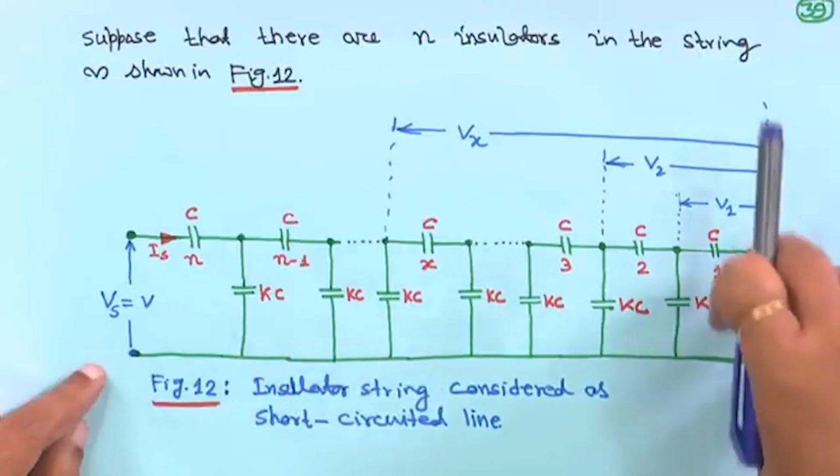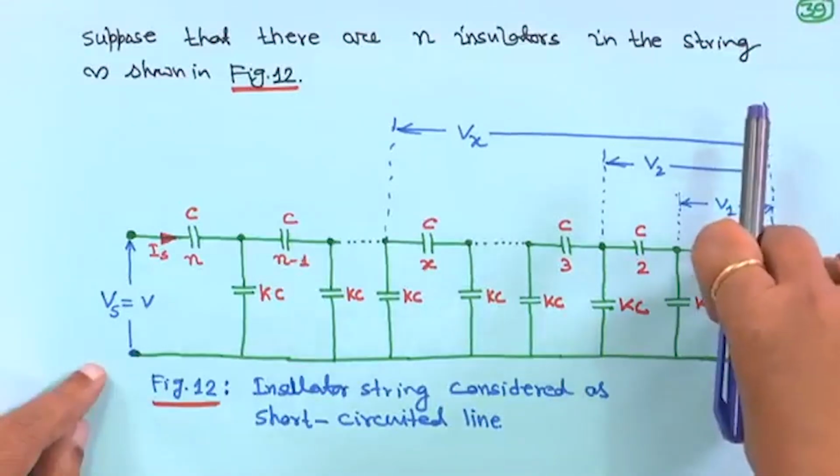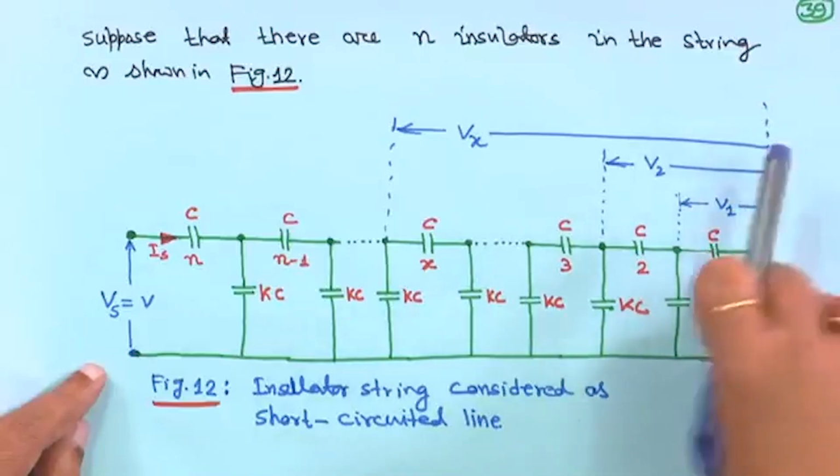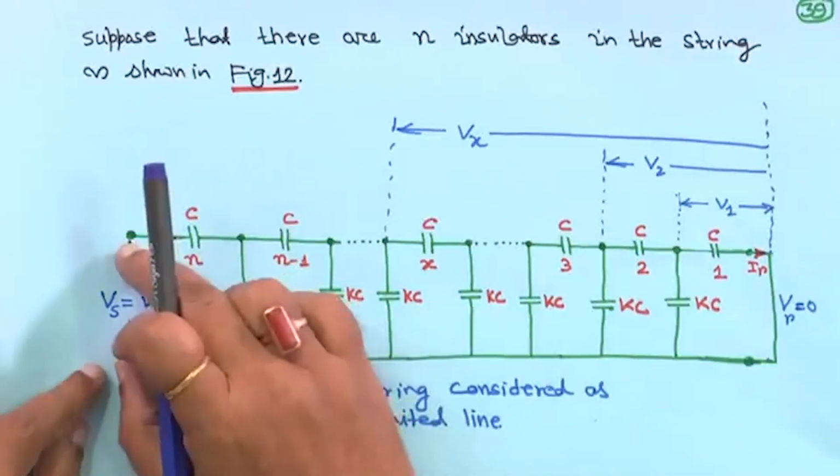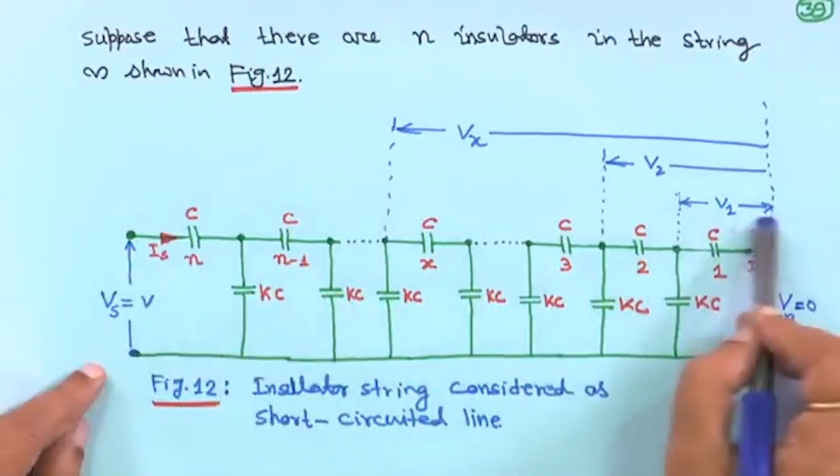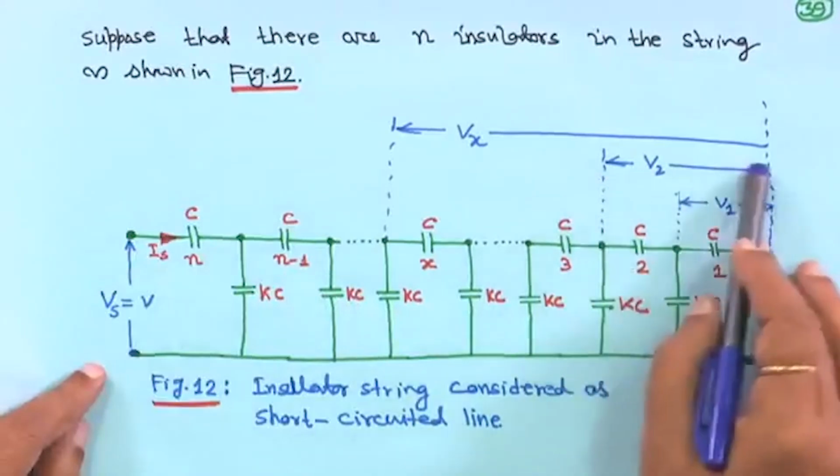So, this side is actually short circuited to earth, as if it is a receiving end. That means it is on the tower side, and this is on the line side. So, this voltage from here to here is V 1, and from here to here it is V 2.